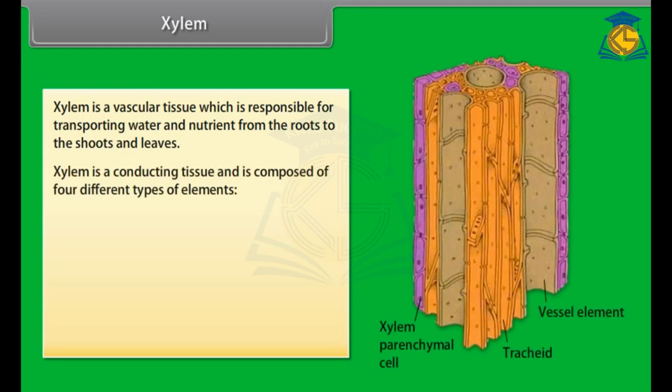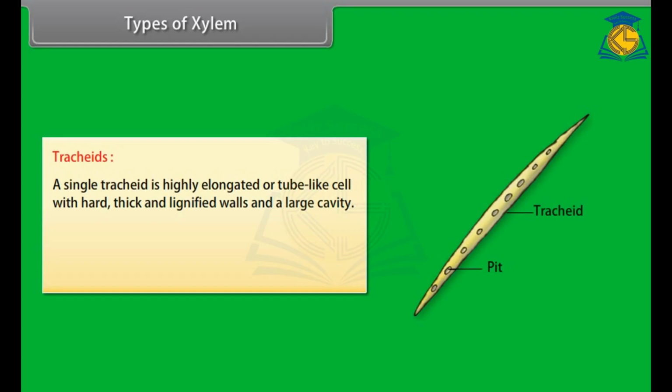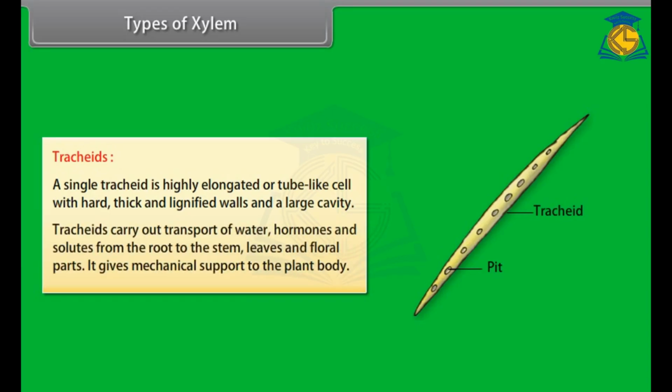Xylem is a conducting tissue and is composed of 4 different types of elements: tracheids, vessels, xylem fibers, xylem parenchyma. Types of xylem. Tracheids. A single tracheid is a highly elongated or tube-like cell with hard, thick and lignified walls and a large cavity. Tracheids carry out transport of water, hormones and solutes from the root to the stem, leaves and floral parts. It gives mechanical support to the plant body.